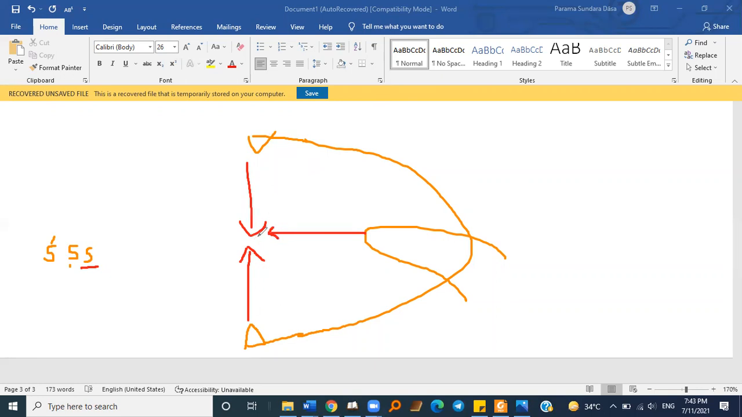Now, when we pronounce the second one, which is the palatal sh, our tongue touches the back portion, just behind the teeth, which is the palate here. So try pronouncing sh, sh, sh, sh.